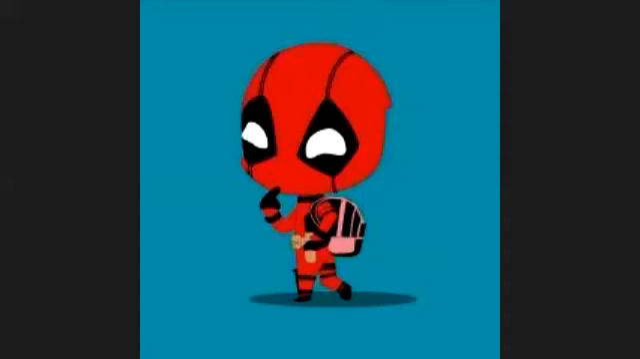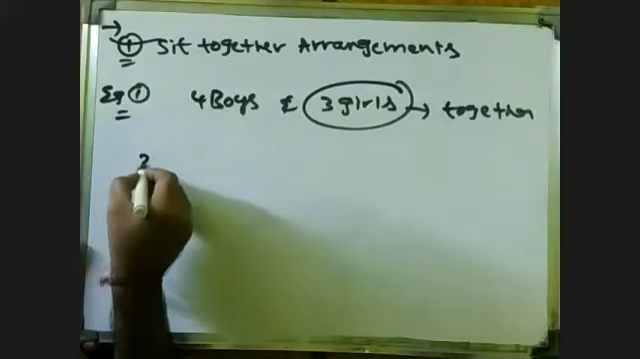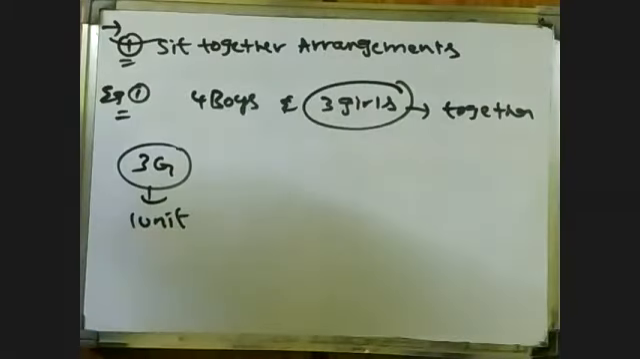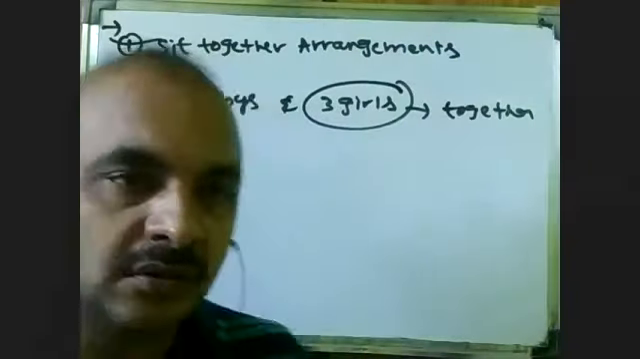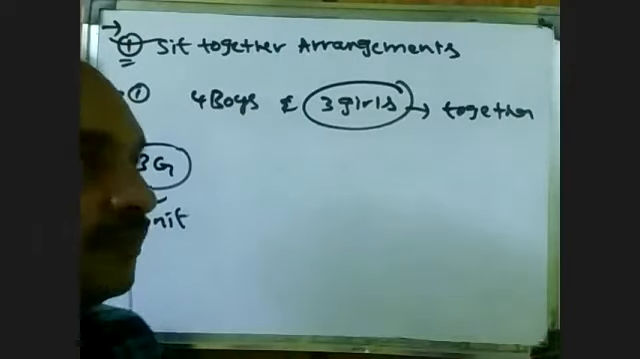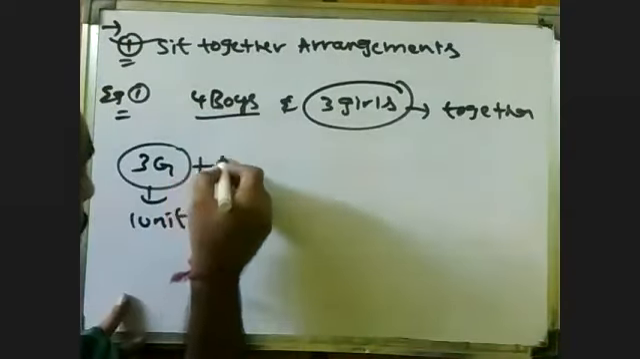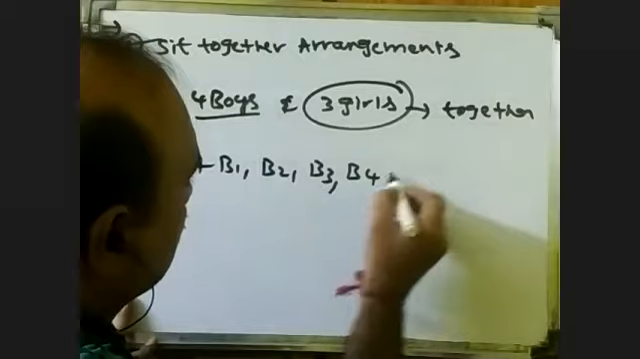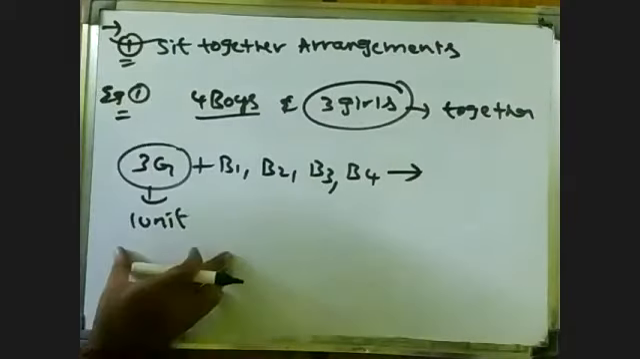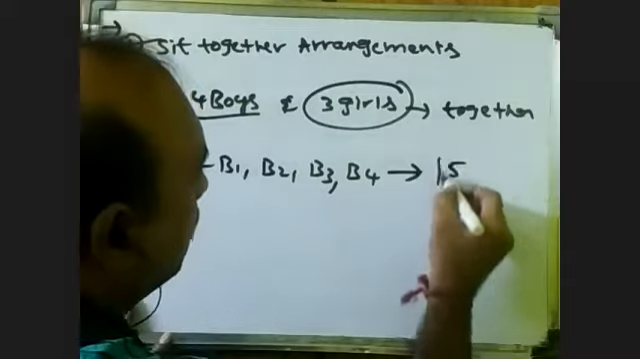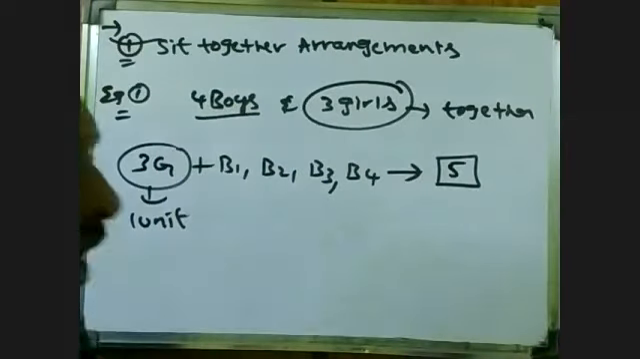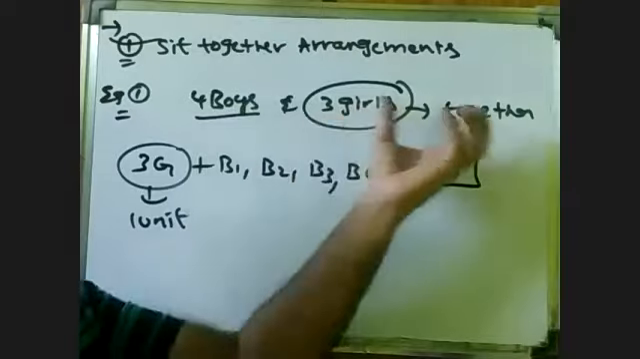You see here, you consider these 3 girls, G for girl, as one unit. You pack these as one unit. Now you consider these 3 girls as one. And now there are the remaining 4 boys: this B1, this B2, this B3, and this B4. If we take 4 boys and 1 unit of girls, in total how many objects do we have? 5 objects you have. Now, I should arrange in such a way that all the girls should come together.